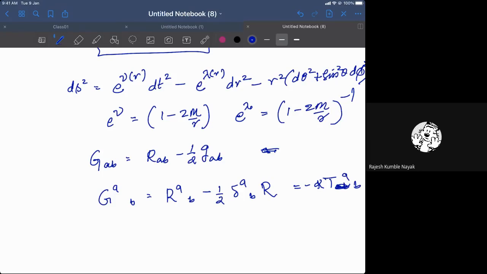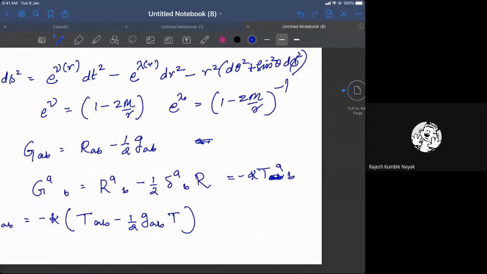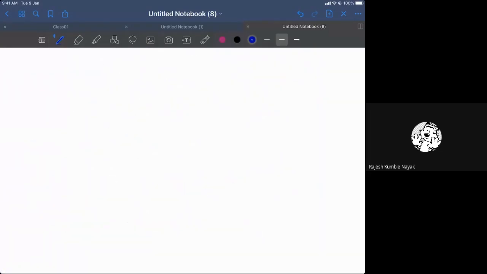Of course, if you don't want to compute Einstein's equation, and just want to stick to your gun and just do with R_AB, then you can do that too. Then you have to write Einstein's equation as T_AB minus half G_AB into T. So this equation you have to solve. There is no specific advantage or disadvantage using any one of them. So we will use Einstein's equation. That is the standard way of doing it.